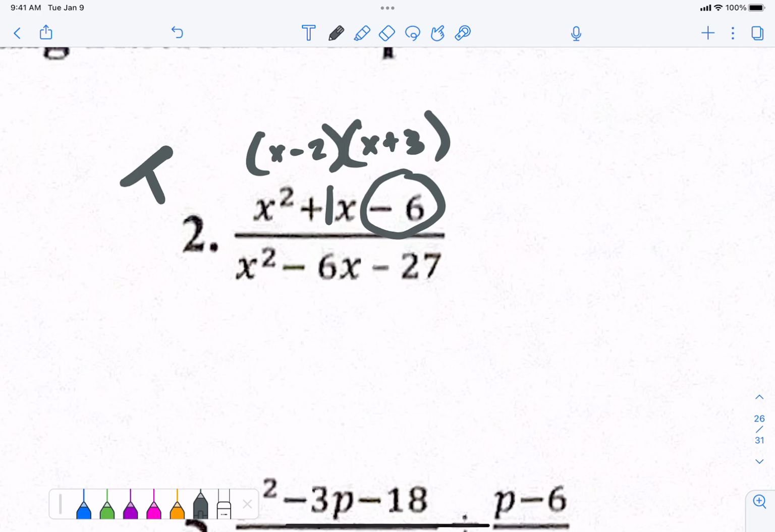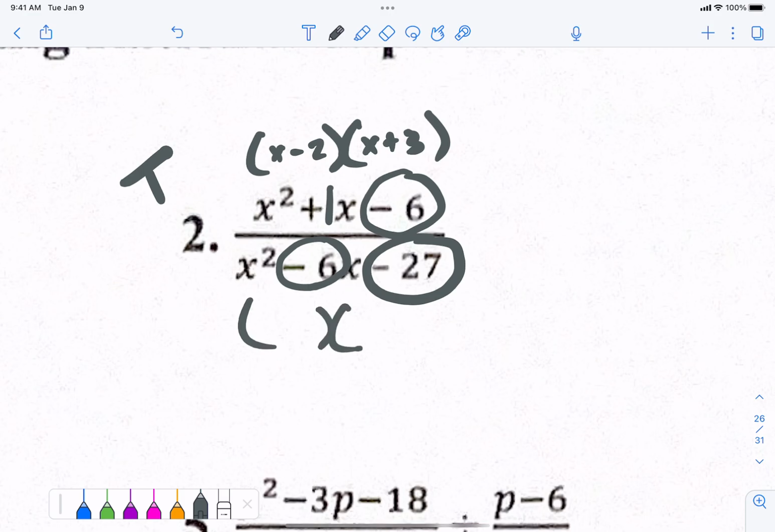Perfect. Okay? On the bottom, you want to multiply to get -27 and add to get -6. Plus 3, minus 9. So, plus 3 minus 9, you said. All right. 3 times -9 is -27. 3 minus 9 is -6. Got it. Now what do you do?